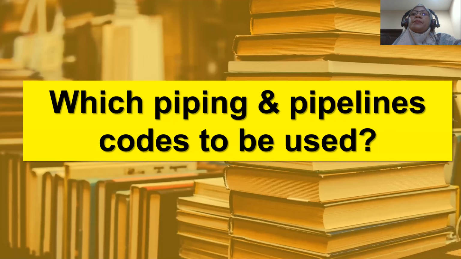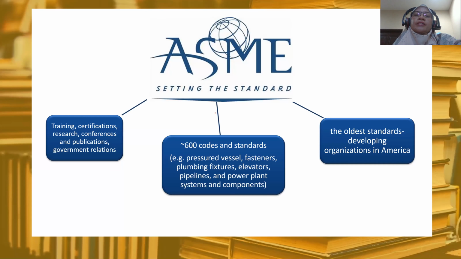So, which piping and pipeline codes to be used? The answer is you need to choose the code that is recognized by your area jurisdiction. I'm eager to explain the ASME codes and standards.